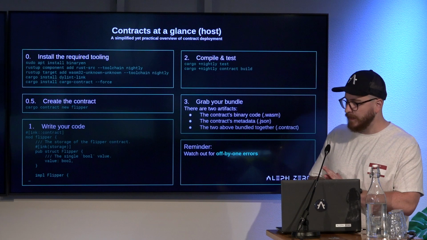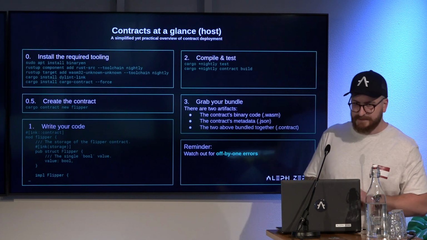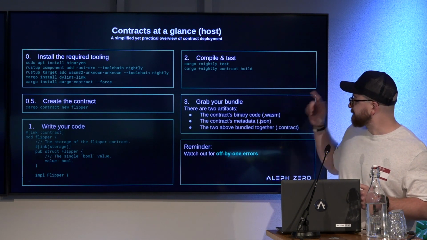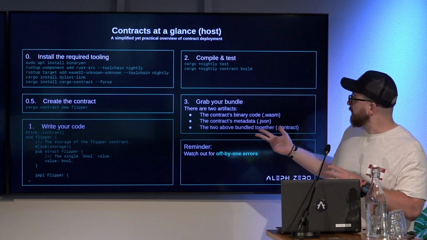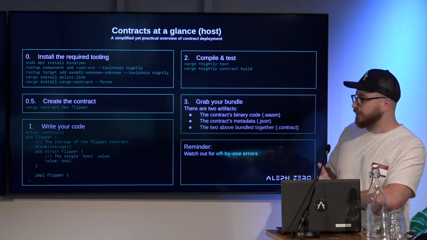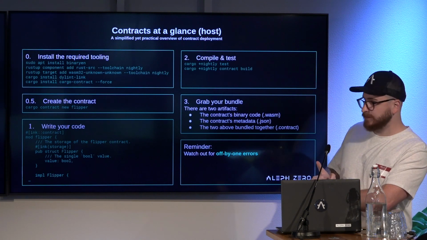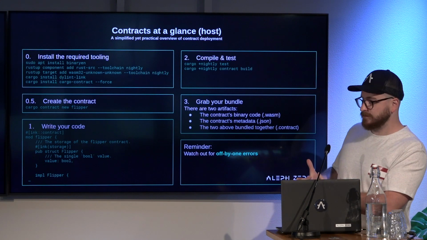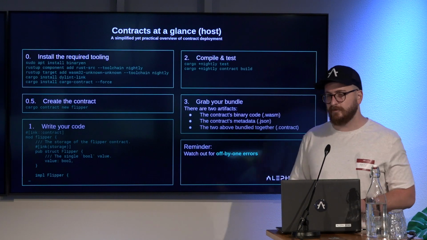And there's a joke here that's maybe not as funny as it was in my head when I was writing this, but I'm going to read the slide. You get two artifacts when you build the code, right? The contract's binary code, the WASM blob, the contract's metadata, the JSON, and the contract bundle, so the two above bundled together. And this goes to show that you need to watch out for off-by-one errors, right?